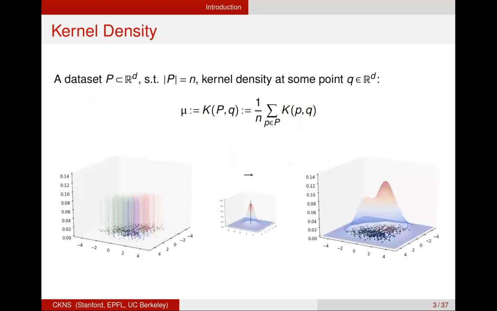Suppose that we have a dataset P in our space R^d, such that the size of P is n. Then the kernel density at some point Q is defined as the average of kernel values between the data points and our point Q. We usually denote this value by mu. The points in the dataset can be viewed as samples from some density function, and this kernel function is going to smooth out these samples so that they generalize to the whole space.